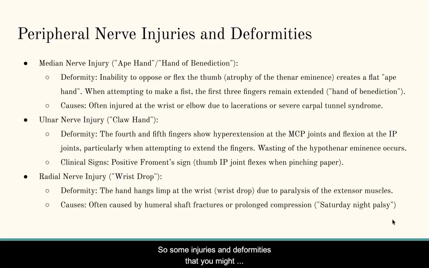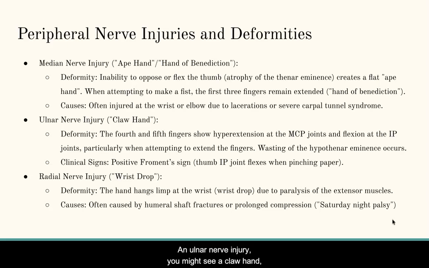So some injuries and deformities that you might see, and these are must-knows. Median nerve injury, you might see an ape hand or hand of benediction, and the deformity is the inability to oppose or flex the thumb, which creates a flat palm. So when they're trying to make a fist, the first three fingers remain extended, which gives it that appearance of the hand of benediction, and that flat palm creates a quote-unquote ape hand. And the causes of this could be an injury at the wrist or elbow for a host of different reasons.